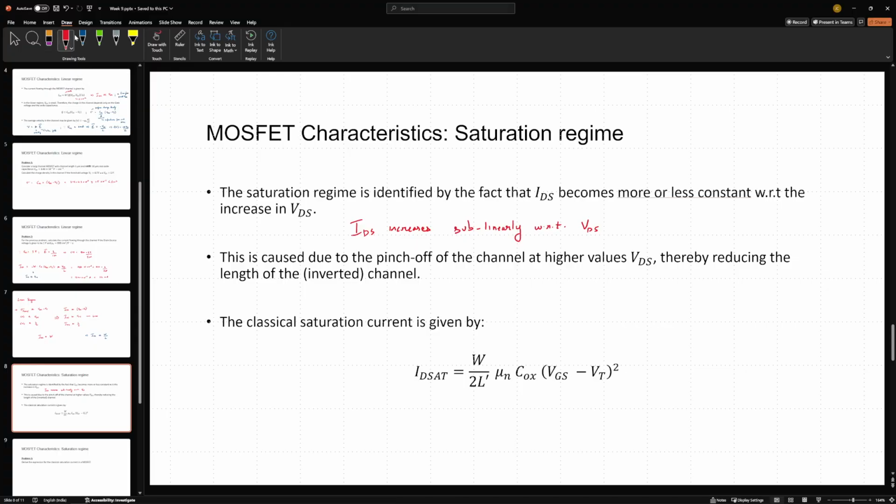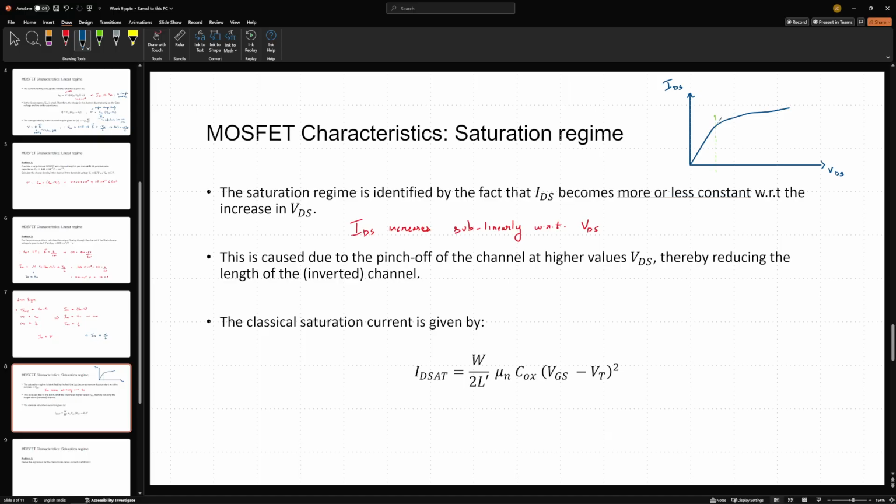So the idea of sublinear variation can be seen as follows. In the linear regime, I will have the current increasing linearly. This is the linear regime. Here, of course, this is the output characteristics of my MOSFET. This region is linear where IDS is proportional to VDS, and after this, the increase will not be linear anymore. It's going to become something like this.